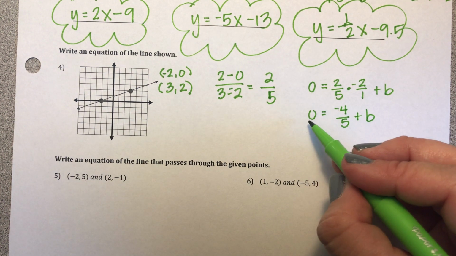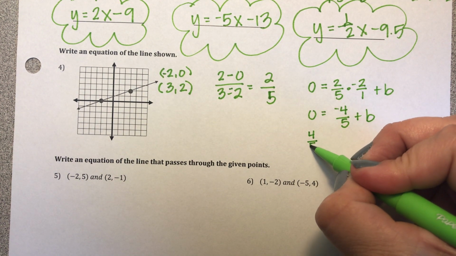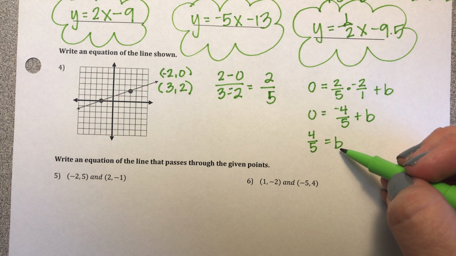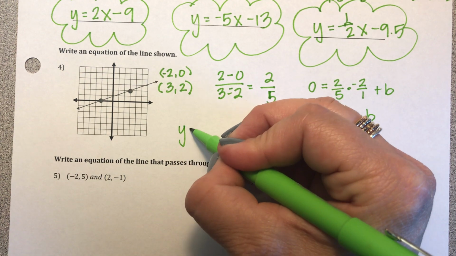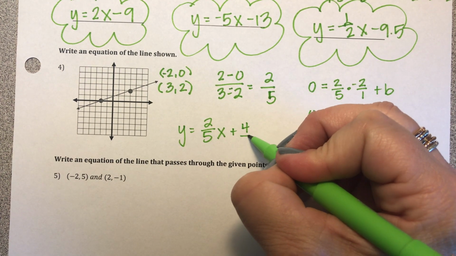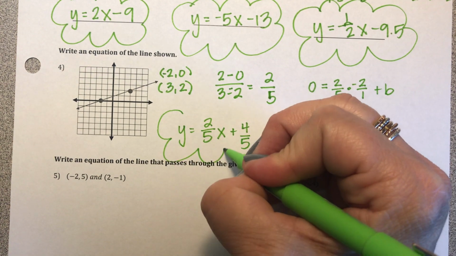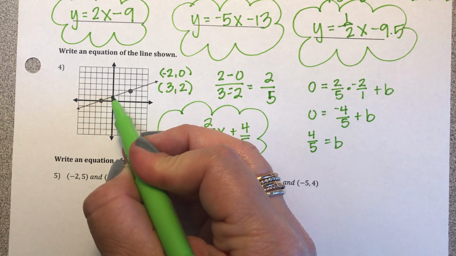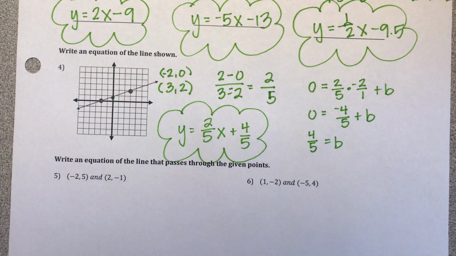Then I'm going to go ahead and add 4/5 to both sides. So 4/5 equals b. And now I know my slope is 2/5 and my y-intercept is 4/5. So y equals 2/5 x plus 4 over 5. And that makes sense because it looks like it's almost on 1, but it's not quite, which would make sense with 4 over 5.